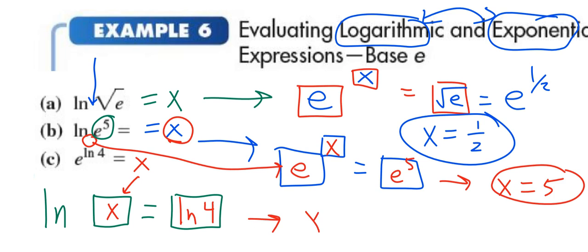Well, so what does that mean about x? If the left side equals the right side and the bases of the logarithms are the same, then the arguments have to be equal as well.